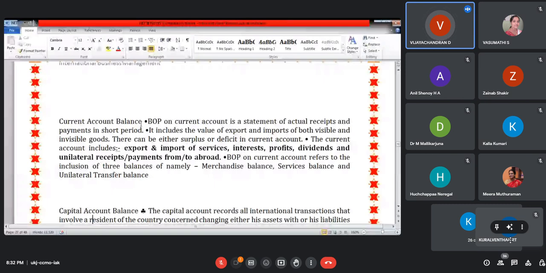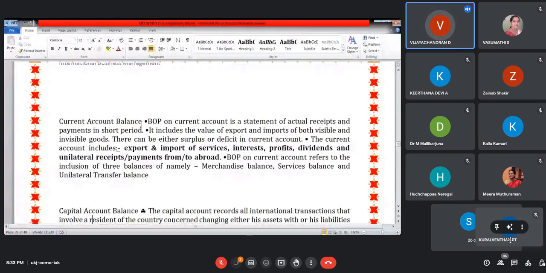More than 1 year means that will be shown in the capital account. That machinery, what I am saying, the borrowing loan or lending loan, those things come under the capital account. Again, I'm saying, what are the items coming under the current account? The total imports, total exports, interest receipts and interest payments, profits, losses, dividends received, dividends paid.